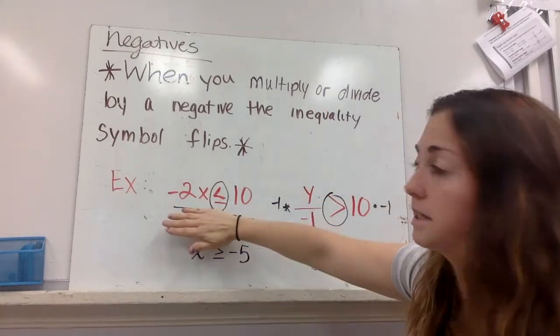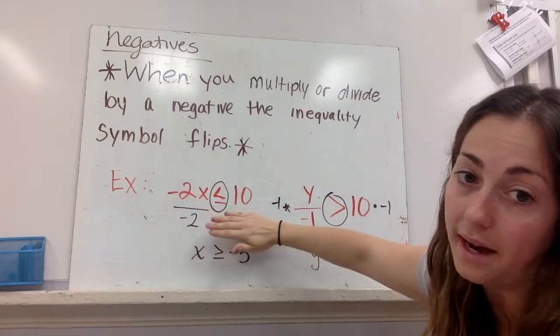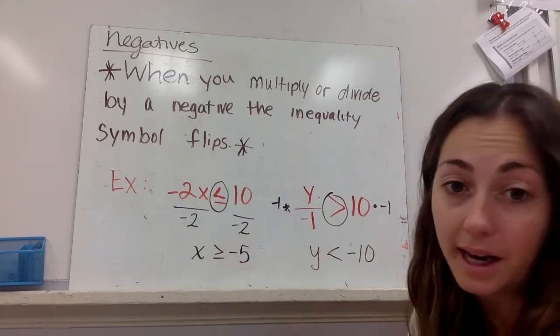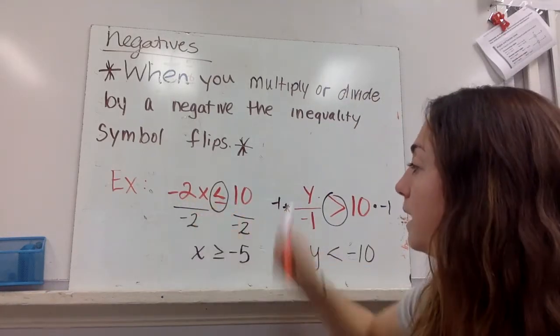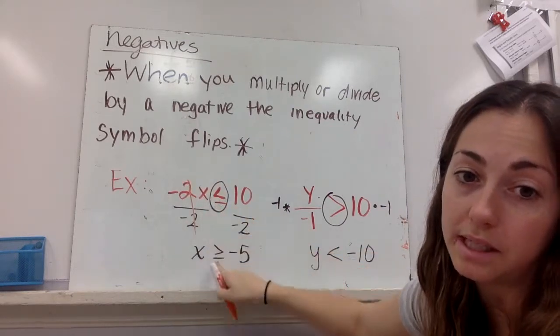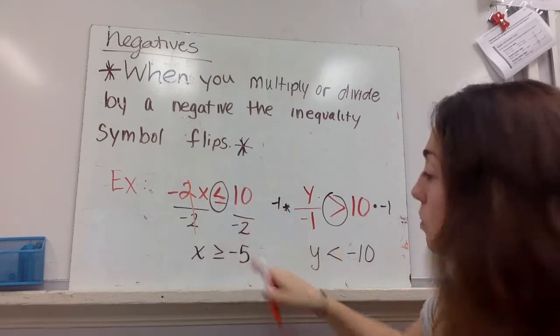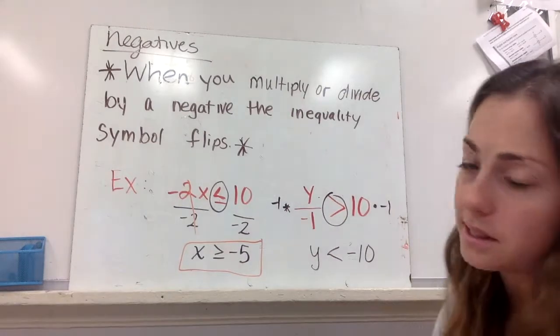All right, so here's an example. Say I have negative 2x is less than or equal to 10. Well, I still divide by negative 2, but I'm dividing by a negative, so I circle my symbol. Negative 2 divided by negative 2 is just an x, but instead of a less than or equal to 10, it's a greater than or equal. And then 10 divided by negative 2 is negative 5, and that is my answer. Again, we could graph if necessary.